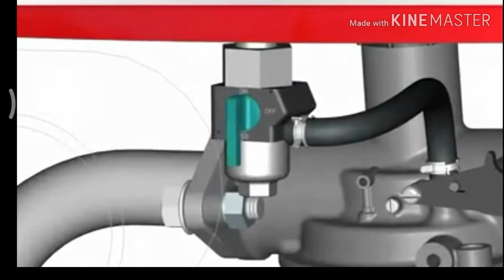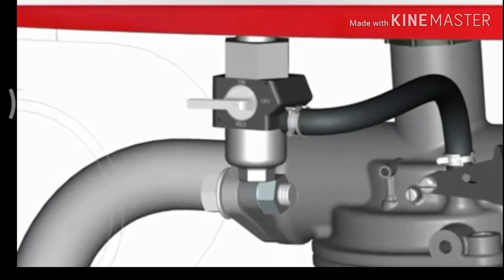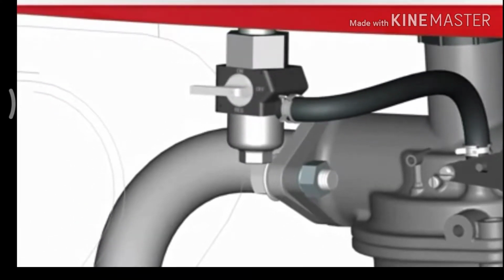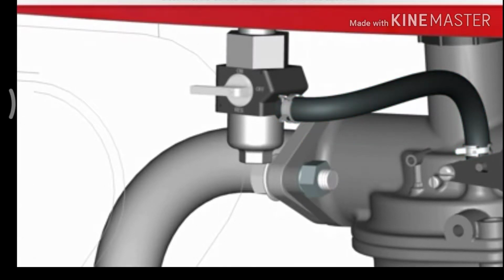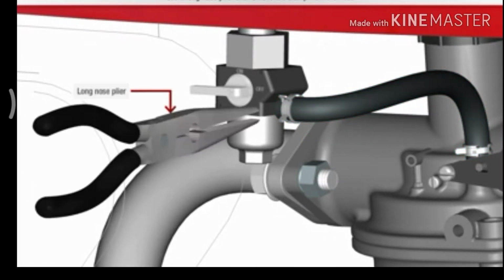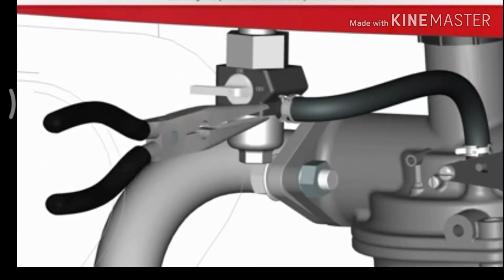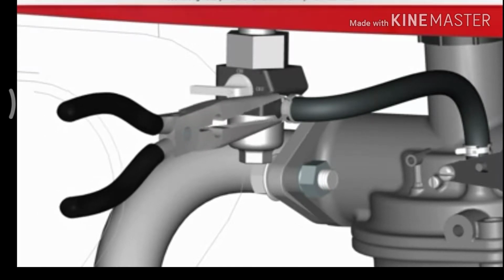Before proceeding with the process, put the fuel cock in off position. Now disconnect the fuel cock intake manifold from the carburetor. For this, first use a long nose plier and remove the clamp from the hose.